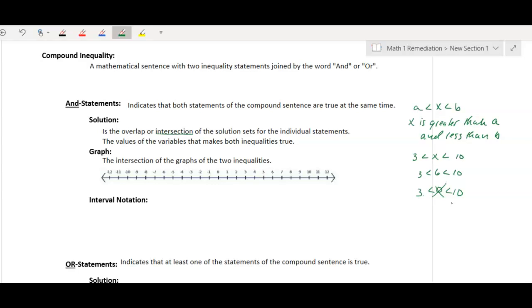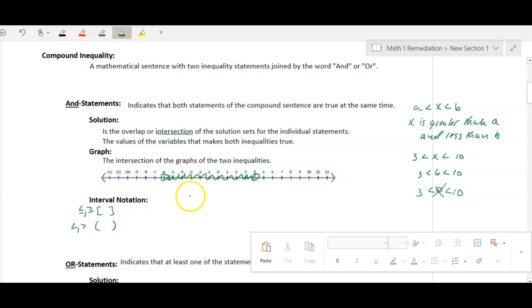So the graph of it is basically the intersection of the graphs of the two inequalities. So if I was to plot a number here, and then another number here, if we were to graph these two inequalities, we would look for the intersection of the two inequalities. Now, when we talk about interval notation, remember, our square brackets don't change. If we are less than or equal to or greater than or equal to, we use square brackets. If we're just less than or greater than, we use those round brackets.